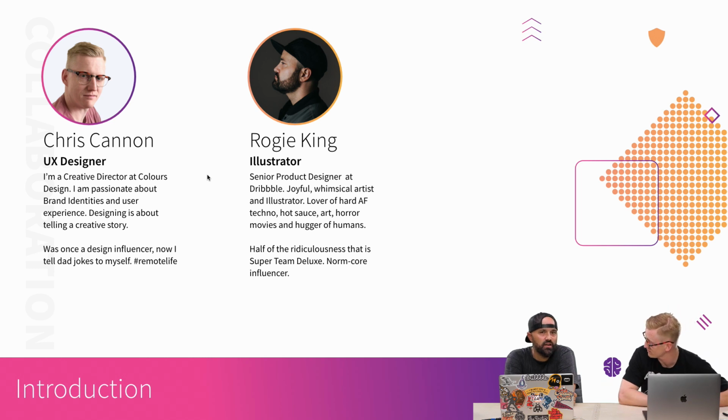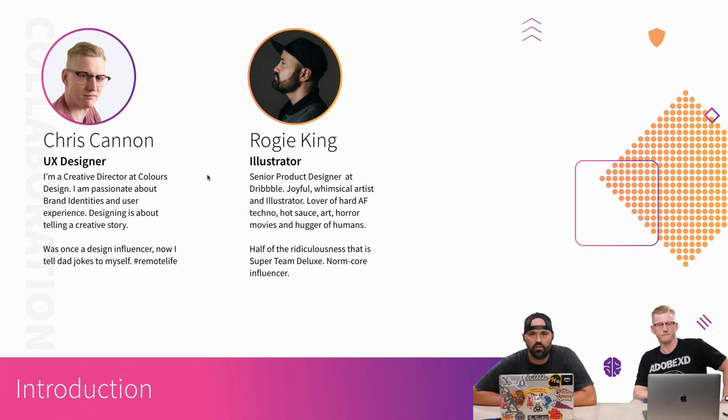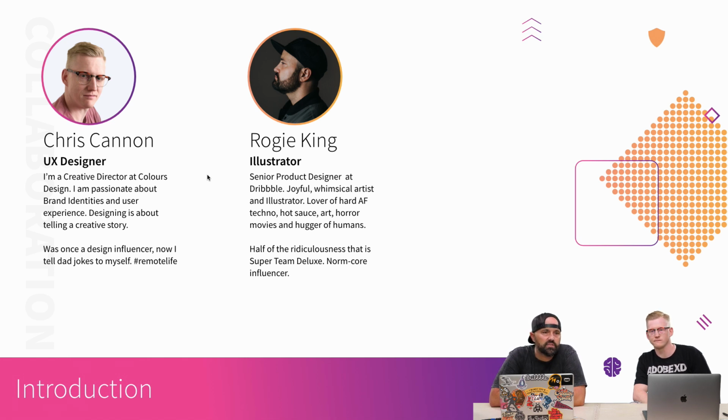And do you want to give a little introduction to yourself? Well, I'm Rogie King. I'm on Twitter and most everywhere. If you're not following me, you should be following me. But in case you need to know, in this session, I'll be an illustrator, but I'm also multidisciplinary. I'm a product designer and artist as well. I'm currently a senior product designer at Dribbble, having a great time there. I also do a lot of joyful, whimsical art and illustration. I love hard techno, hot sauce, art, horror movies. I love hugging humans a whole lot. I'm also half of the ridiculousness that is Super Team Deluxe and a normcore influencer now. I've come down now. I'm just sort of right in the middle.